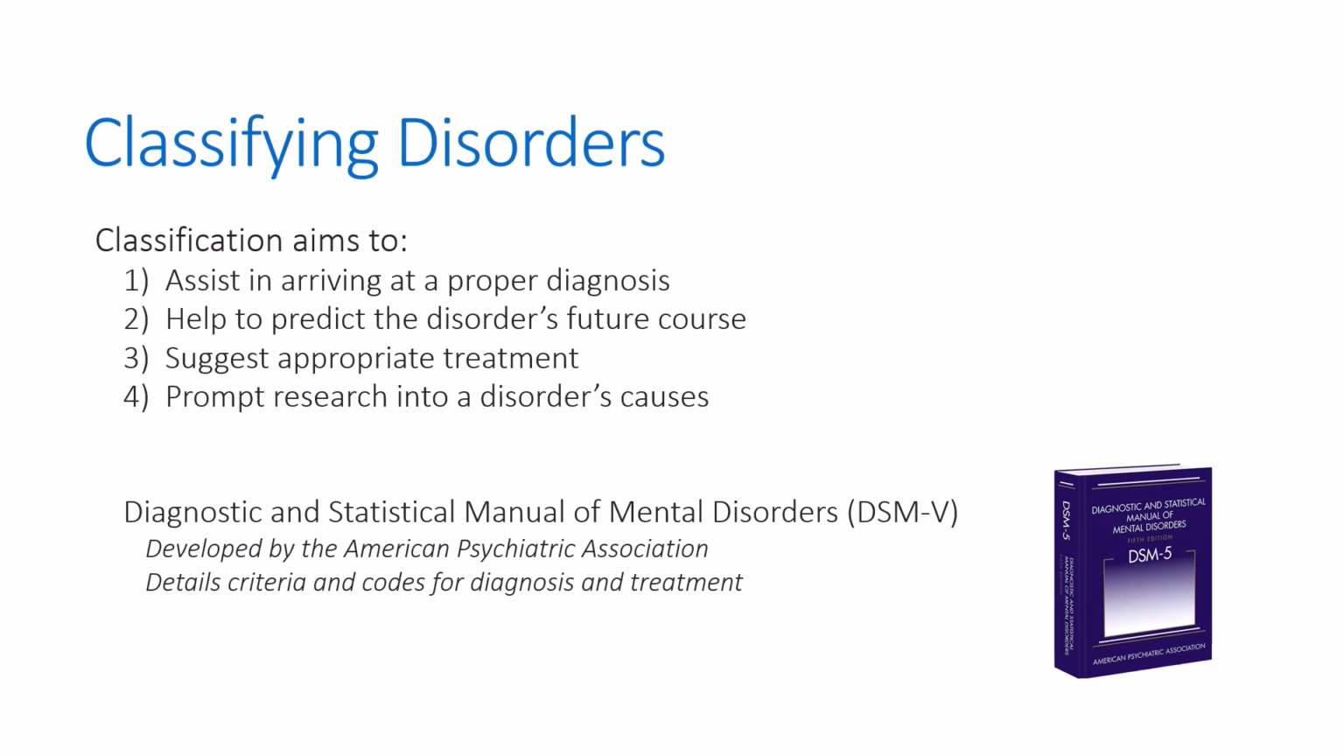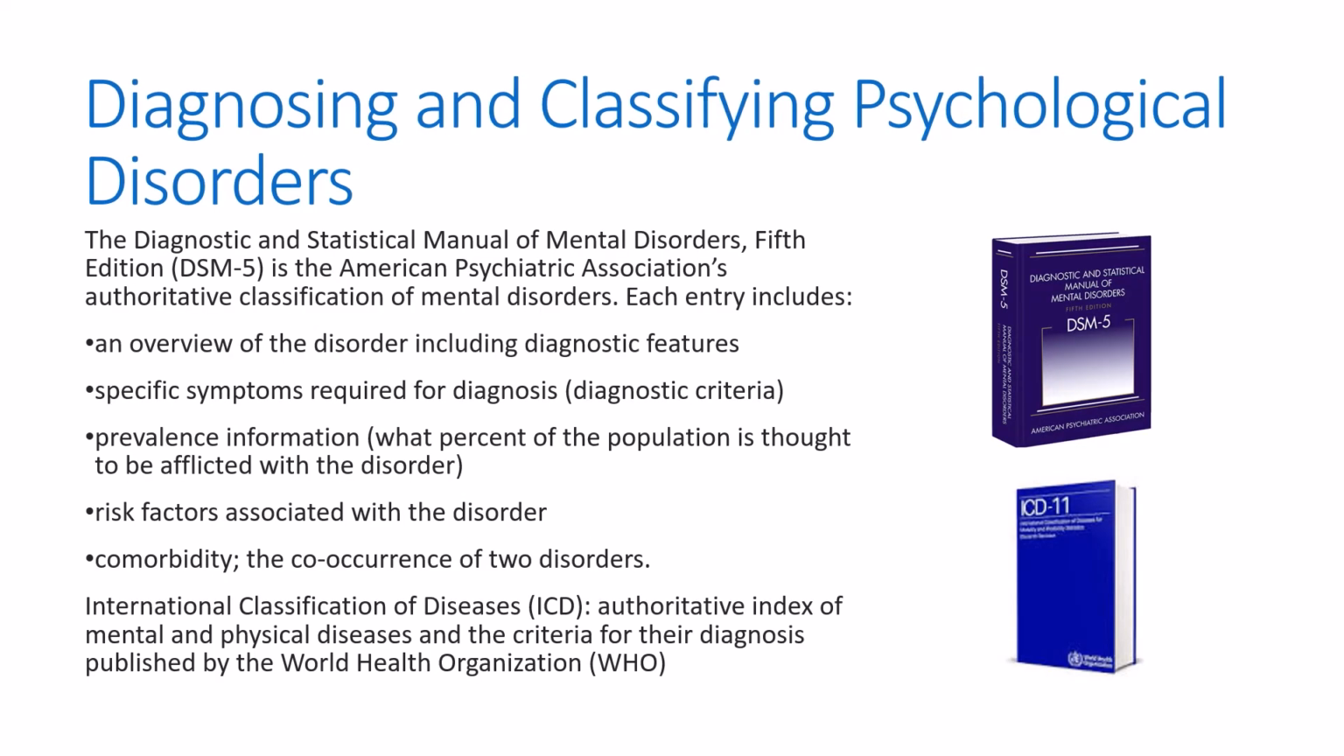A common tool used in classification is the Diagnostic and Statistical Manual of Mental Disorders, or the DSM-5, developed by the American Psychiatric Association. The DSM-5 details the criteria for diagnosis and treatment of a number of psychological disorders. The DSM-5 is the American Psychiatric Association's authoritative classification of mental disorders.